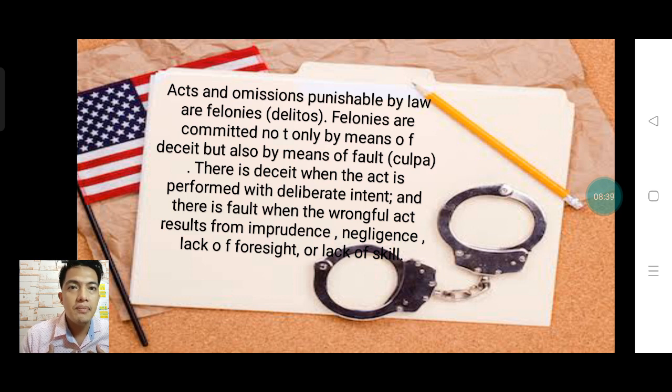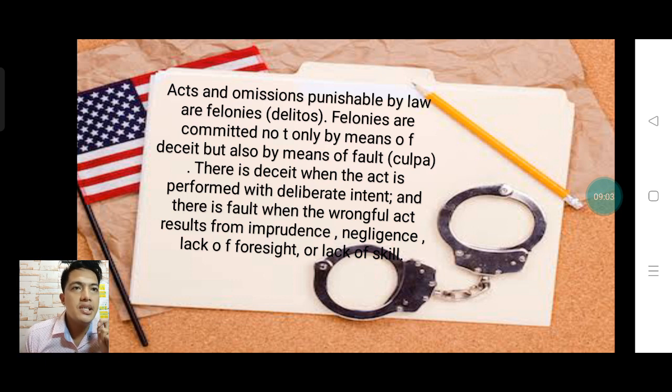So it is your obligation to report to the authorities that treason or a treasonous act against the government is about to happen. You must inform them because it is your obligation, otherwise you will be held liable on omissions on the crime of misprision of treason. So the difference between acts and omissions is understood.